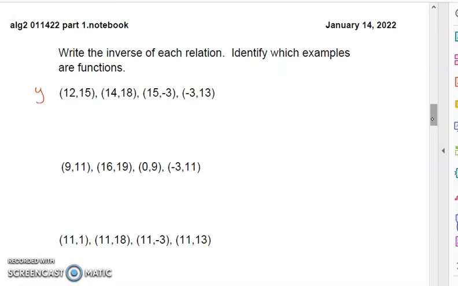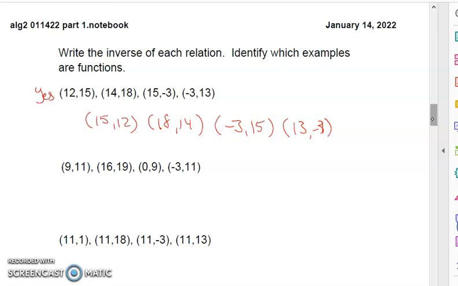So as mentioned, this first one is a yes because each x value always shows up one time. If I would write the inverse, the (12, 15) becomes (15, 12), (18, 14), (-3, 15), and (13, -3).